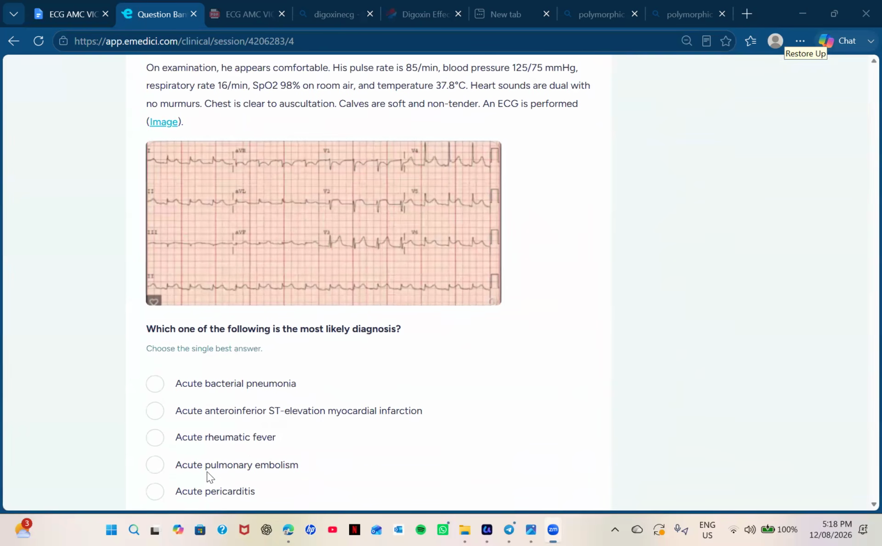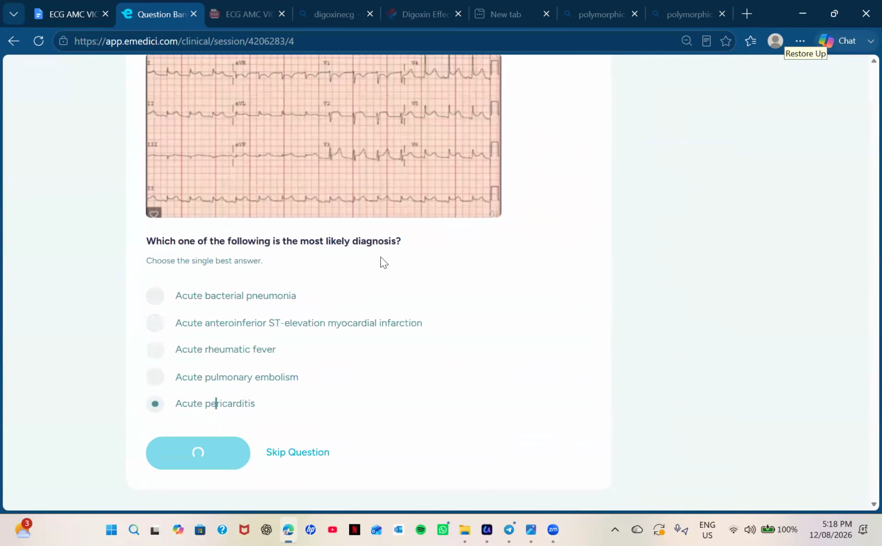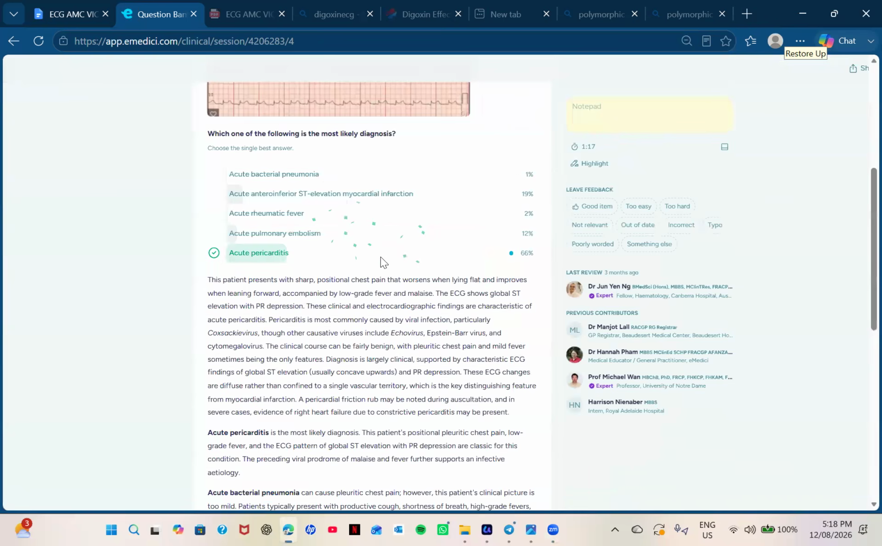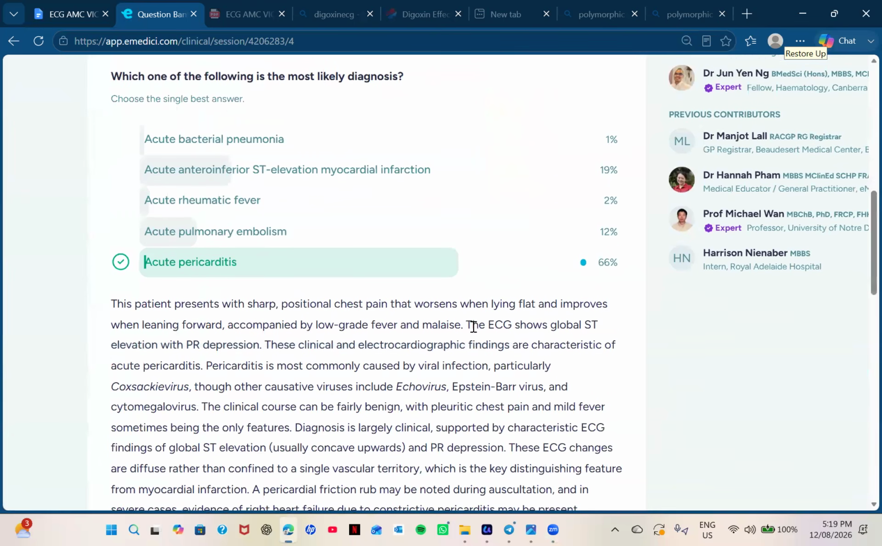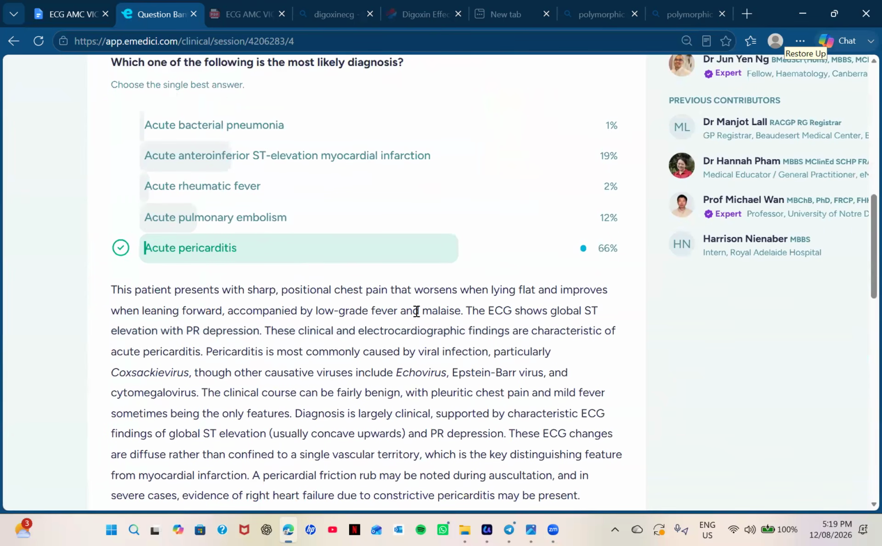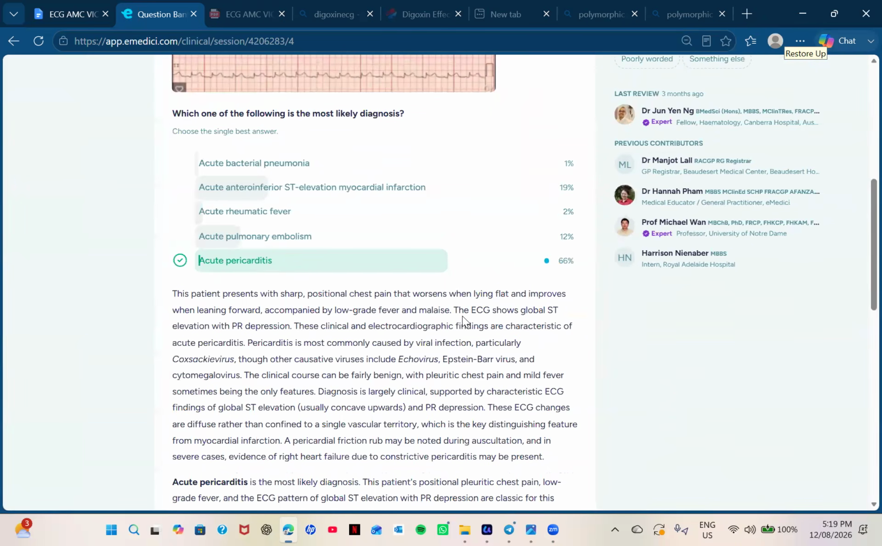What you can see here. Okay, let's check your answer. Yeah, what you can see, diffuse ST elevation, right? Diffuse ST elevation. Here the patient's chest pain is worse when lying flat and improves when leaning forward. This is very important. This is a classical finding of pericarditis, right?